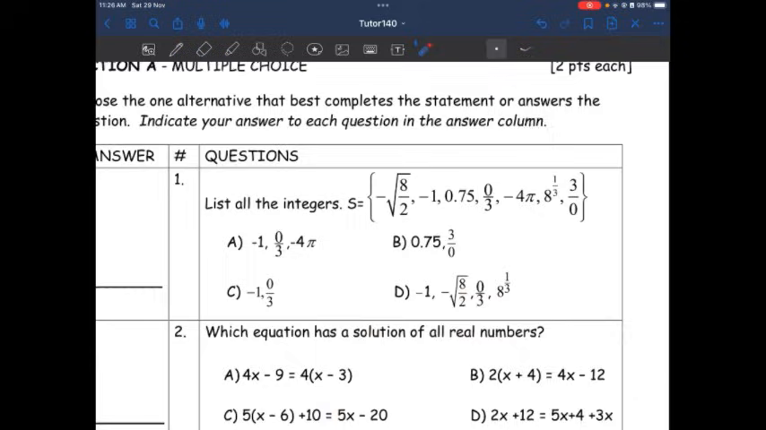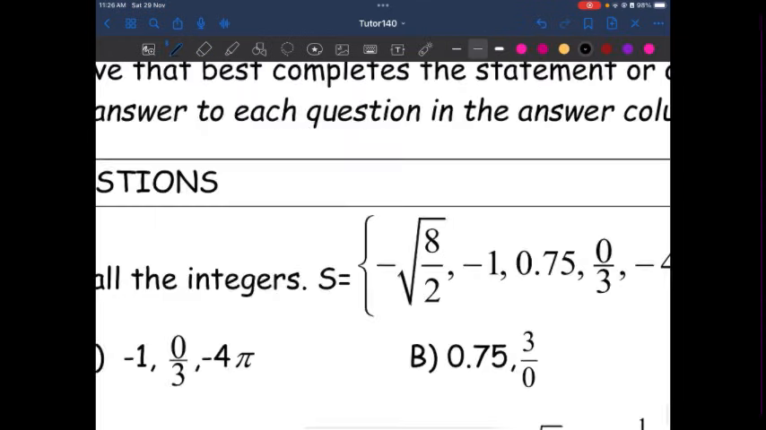So let's go. Okay, the first question lists all the integers. So the first thing that I would do would be to simplify each one. So I see negative square root of 8 over 2. Square root of 8 divided by 2 is square root of 4. You know the square root of 4 is 2. So it's just negative 2.